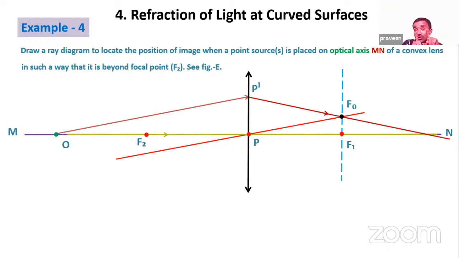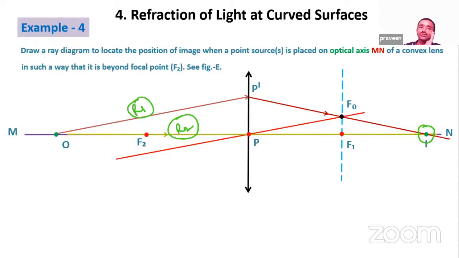What? The two light rays which are considered, suppose this is R1 and this is R2. After refraction, R1 and R2 are going to meet at a point. So that point is the image point for you. So the image is obtained at I.